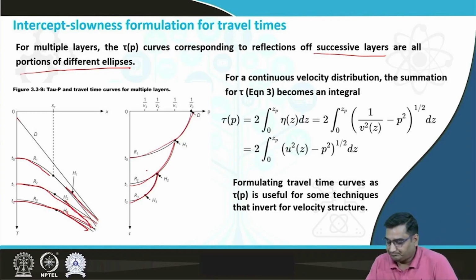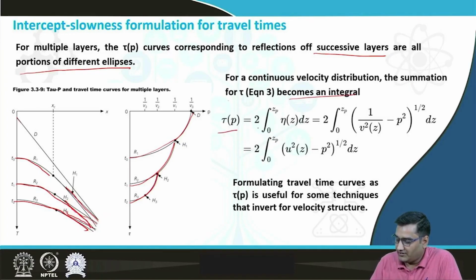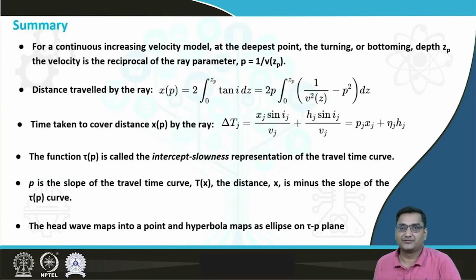And then for a continuous velocity distribution, the summation for tau becomes an integral, that is tau(p) is equal to 2 integral 0 to z_p of eta(z) dz, which is equal to 2 integral 0 to z_p of square root of (1 by v squared minus p squared) dz. That can further be written as 2 integral 0 to z_p of square root of (u squared minus p squared) dz. So formulating travel time curves as tau-p is useful for some techniques that invert for velocity structure.